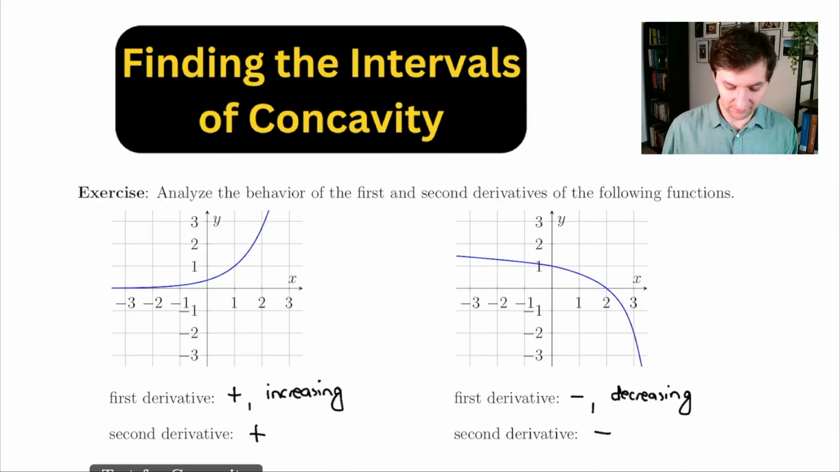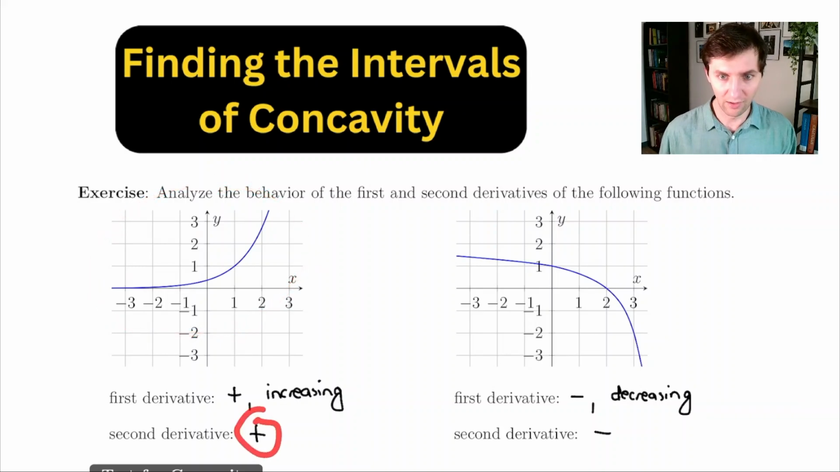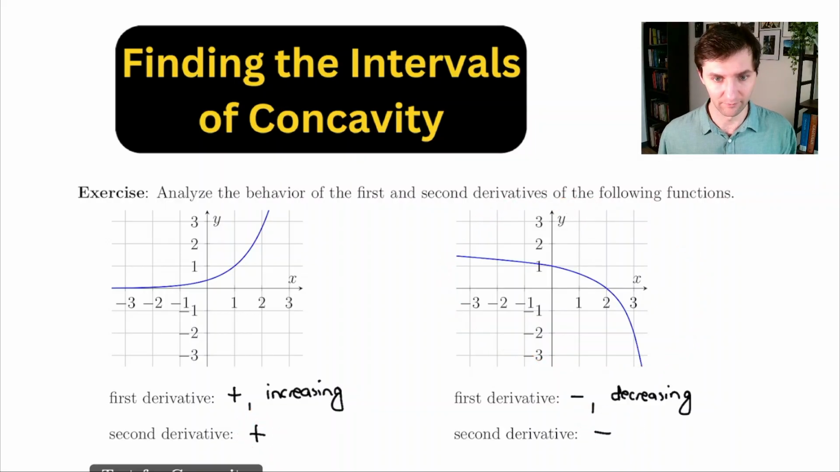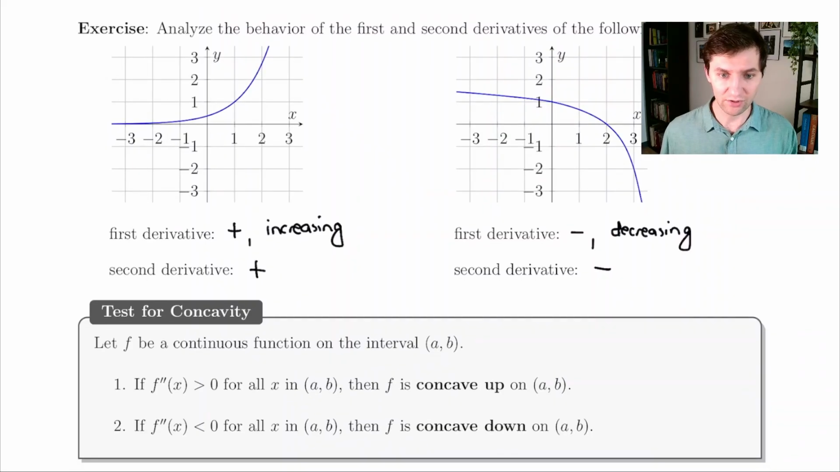We just realized that the first function, which was concave up, had a positive second derivative. The second function, which was concave down, had a negative second derivative. This holds in general for any concave up function and any concave down function. If you are given a continuous function on the interval AB, then if the second derivative is positive on an interval AB, then that function is concave up on that interval. And if the second derivative is negative, then that function is concave down on that interval.